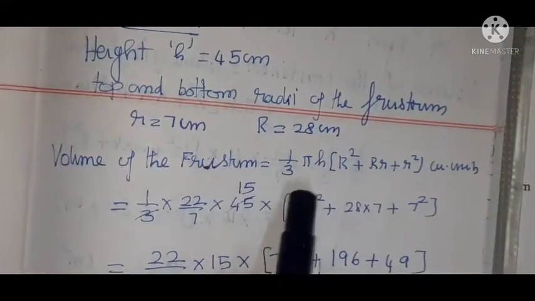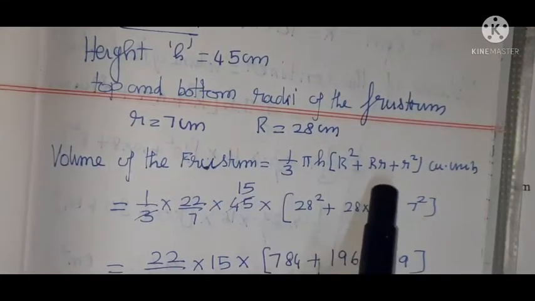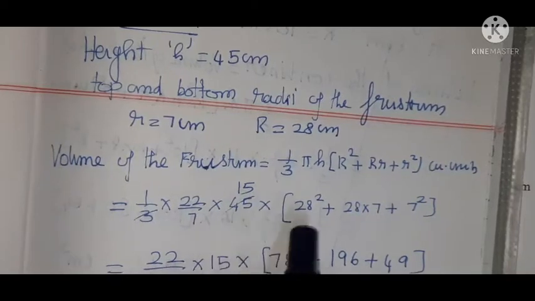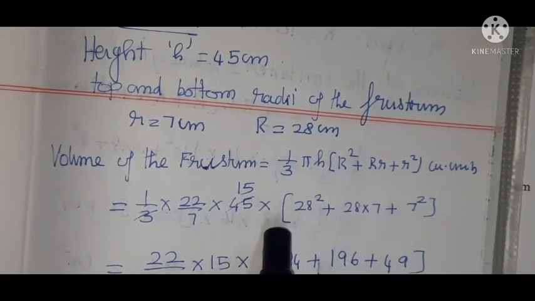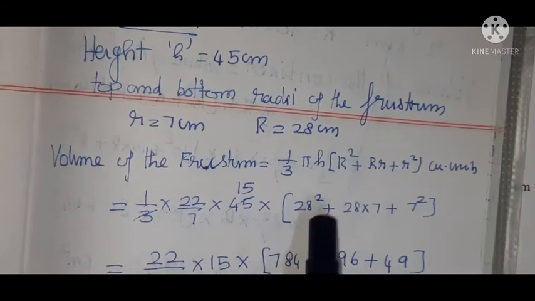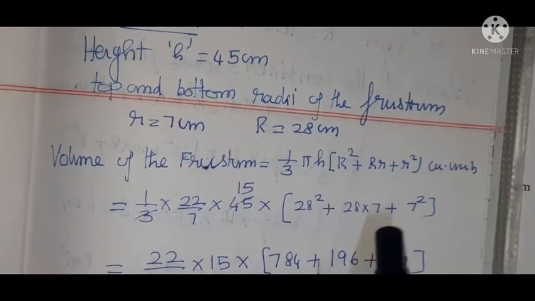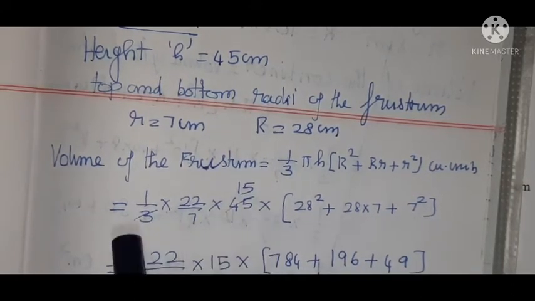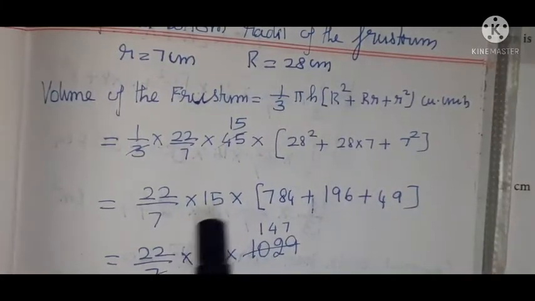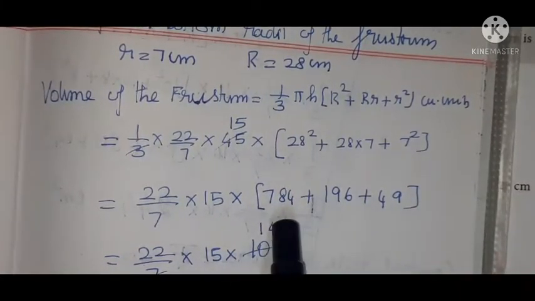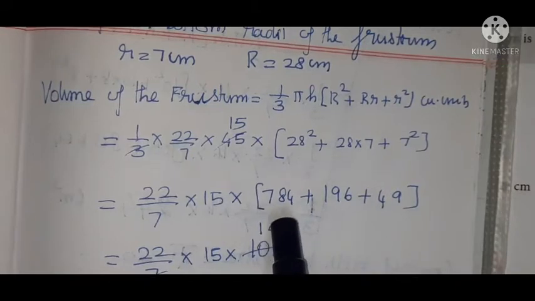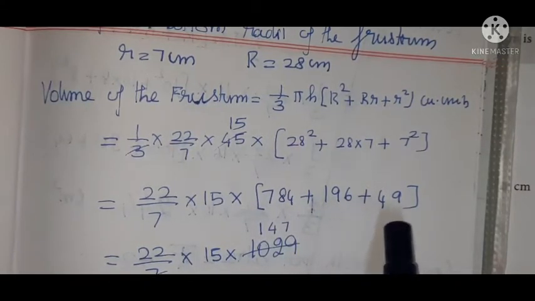Volume of the frustum is 1 by 3 pi h into capital R square plus capital R small r plus small r square cubic unit. 1 by 3 into pi 22 by 7 into h 45 into capital R is 28 square plus 28 into small r 7 plus small r square 7 square. 45 divided by 3, we get 15. 22 by 7 into 15 into 28 square 784 plus 28 into 7 196 plus 7 square 49. 784 plus 196 plus 49, we get 1029.